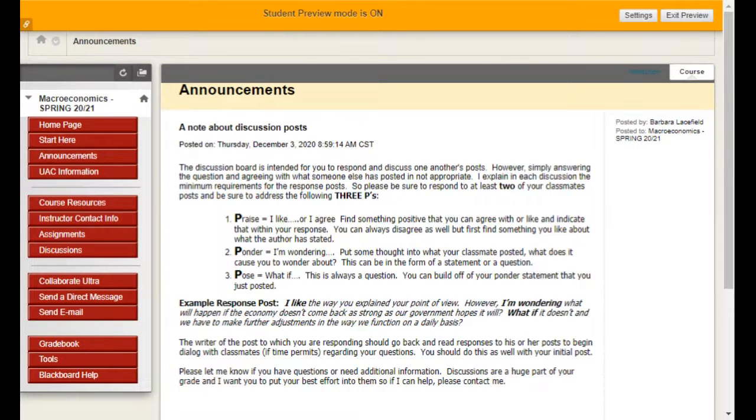So there's the example. I like the way you explained your point of view. However, I'm wondering what will happen if the economy doesn't come back as strong as our government hopes it will. What if it doesn't and we have to make further adjustments in the way we function on a daily basis? That is a good example of a response post.